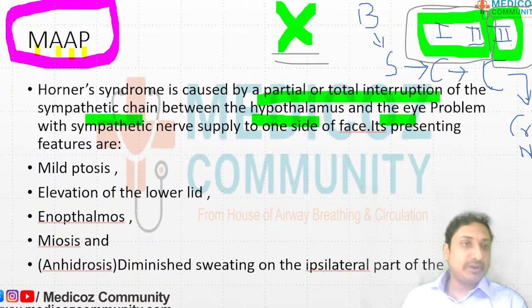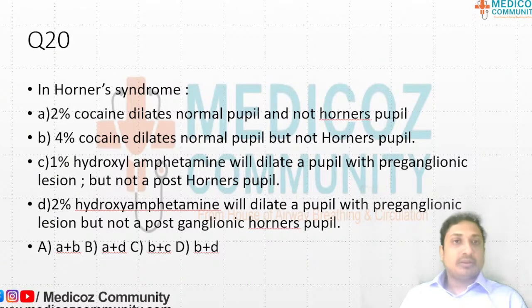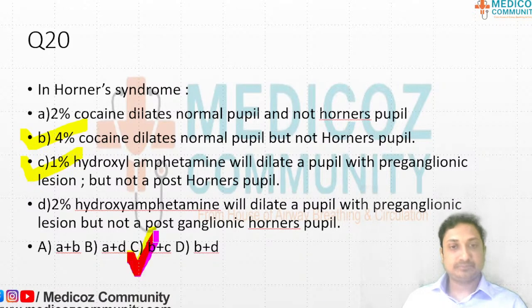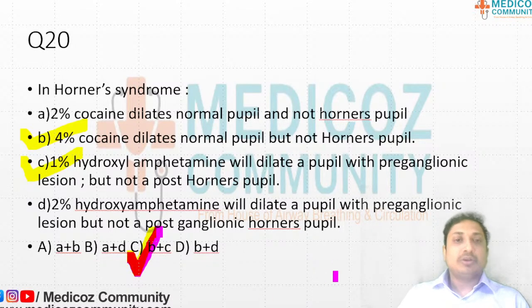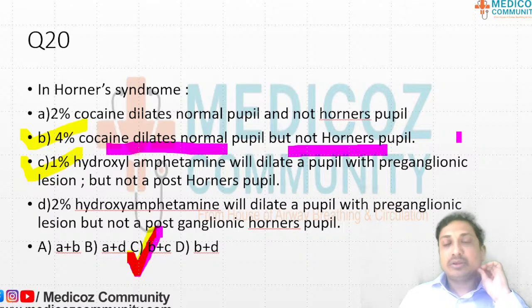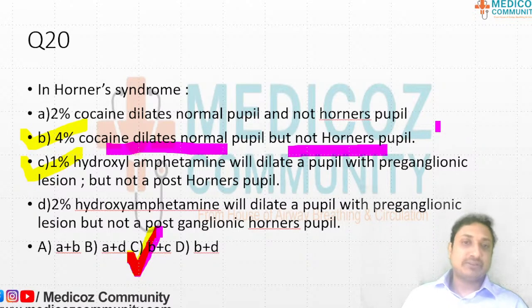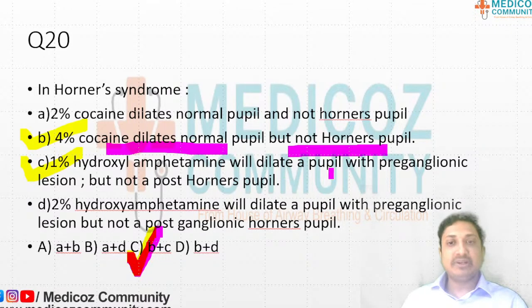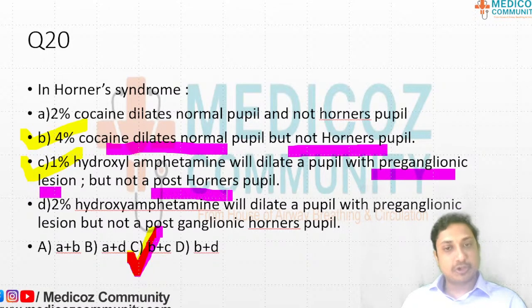Okay, so coming back to our question, the answer here is B and C. That means option C finally. Okay, this is the answer. Cocaine dilates normal pupil. Yes, this is true, but not the Horner's pupil. Why? Because cocaine will not dilate because the pathway is already blocked. Hydroxyamphetamine will dilate a pupil with preganglionic lesion but not a post-ganglionic Horner's pupil.